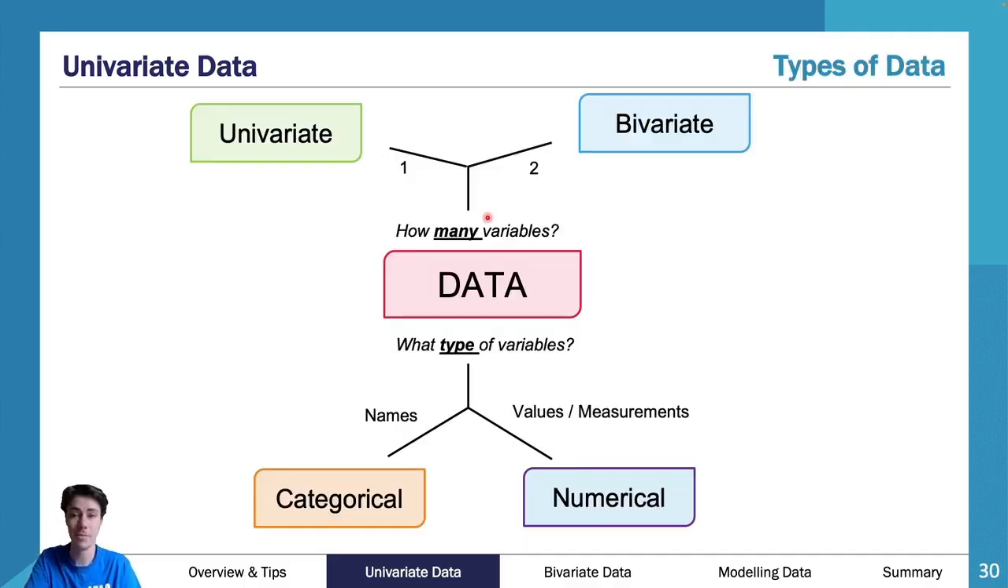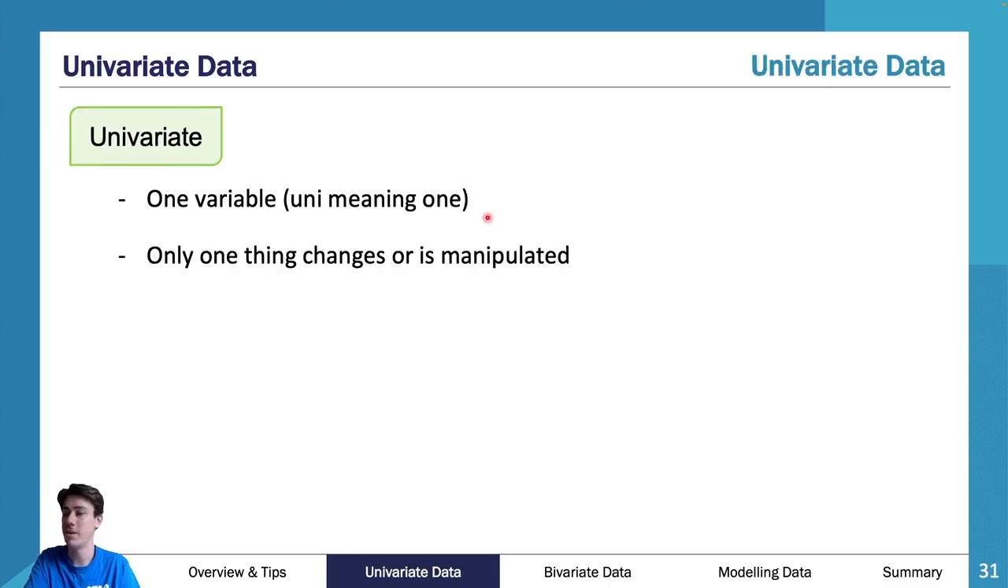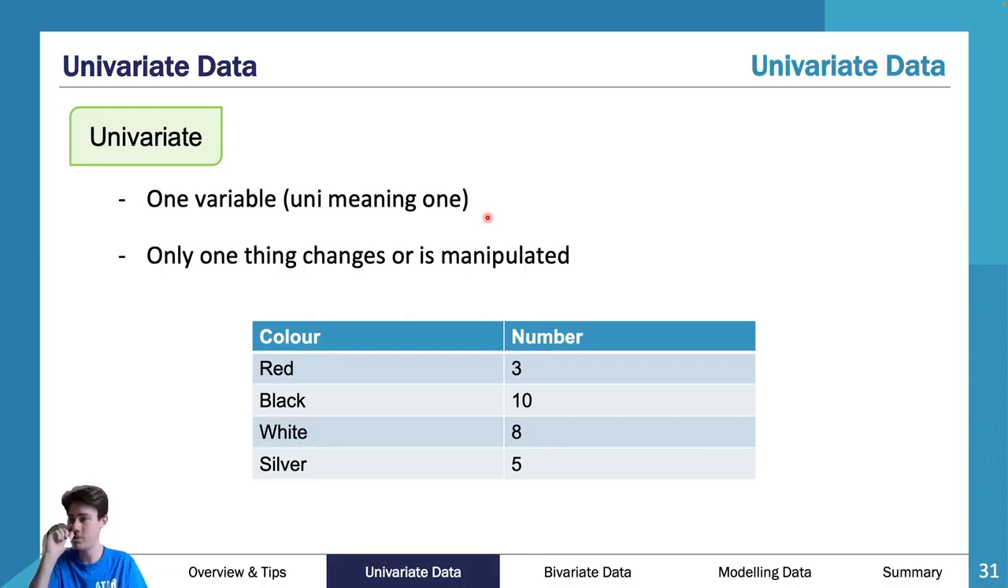So now that we've looked at that, let's move into univariate data. So univariate means one variable. So uni means one, and only one thing changes or is manipulated. So as such, you say, what's your favorite color? And then you just count the number of people. So this would be sort of a numerical discrete piece of information, or actually it probably wouldn't be, because you've got a category here. So you're probably looking at categorical. You're actually looking at categorical data here.